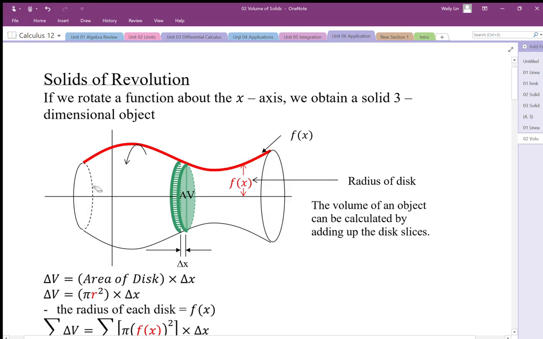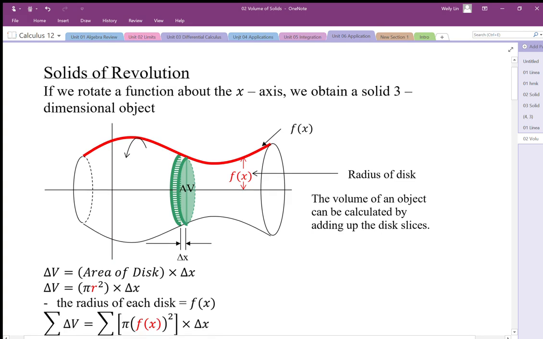So I can calculate volume by just basically using the principle that volume is area times thickness. So if I can find the area of each of these circles and multiply by its thickness, I can find the volume of this slice. I can find the volume of another slice over here. I can stack all these volumes together, or in other words, integrate, add up all these slices, and I'm going to end up with the volume of the whole object. Okay, so that's the idea around calculating these solids.